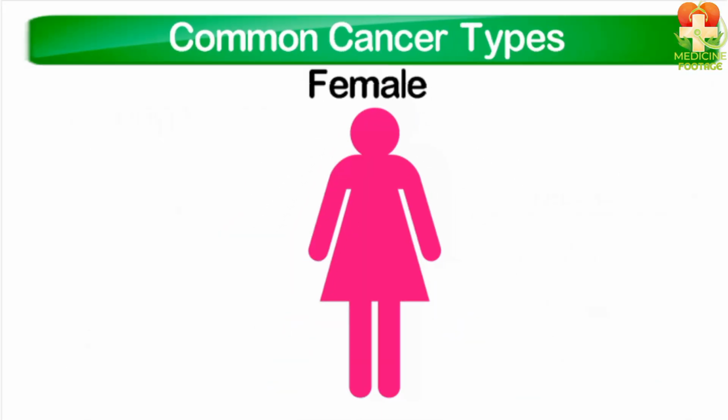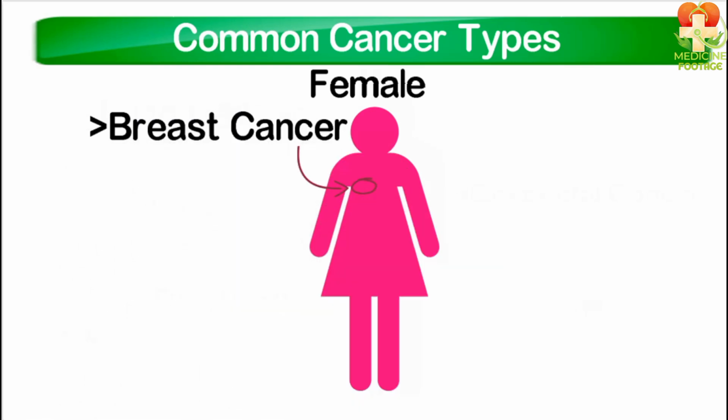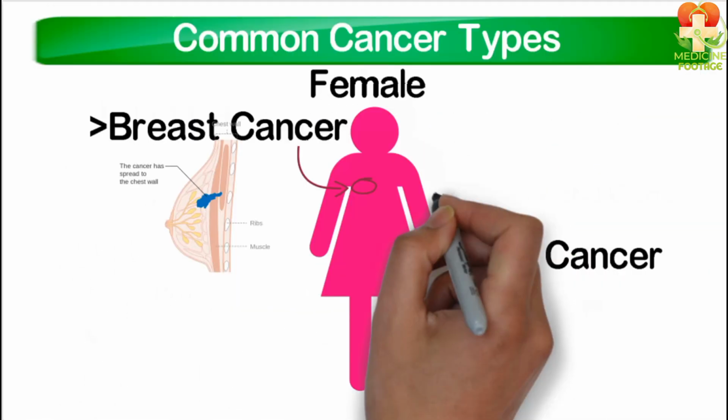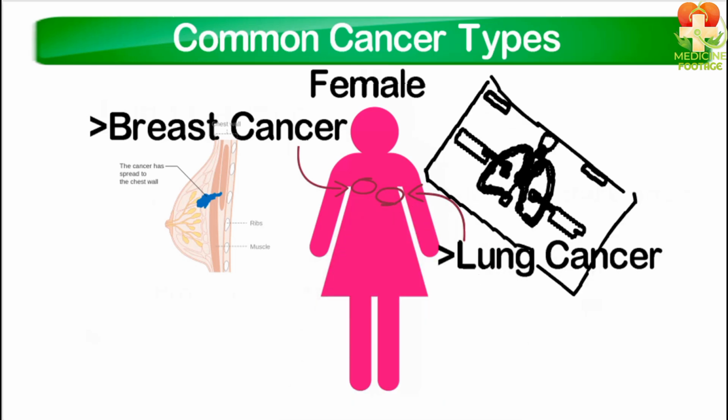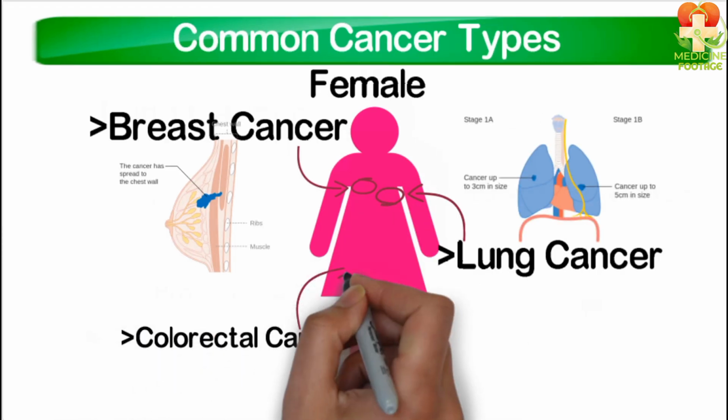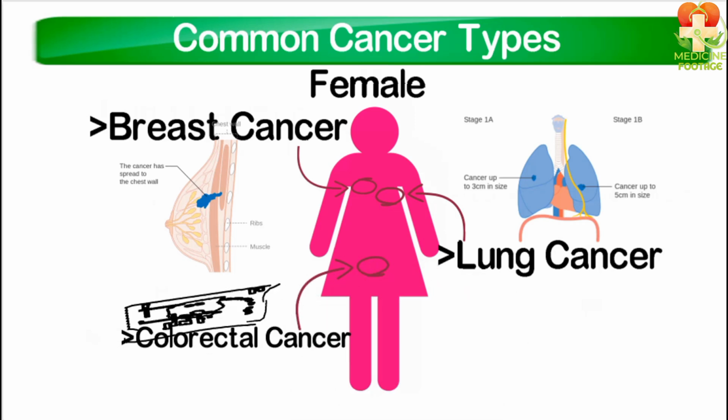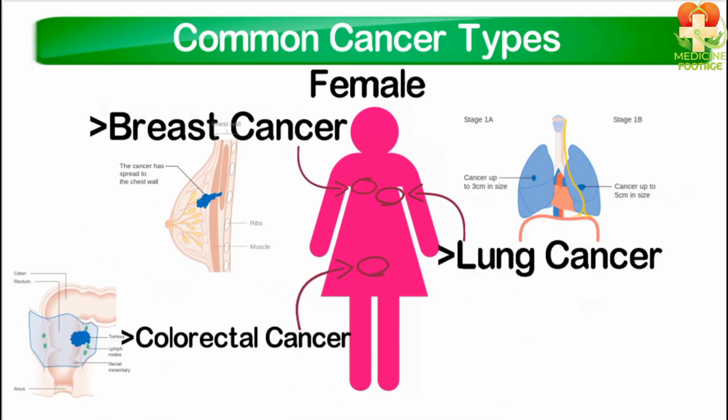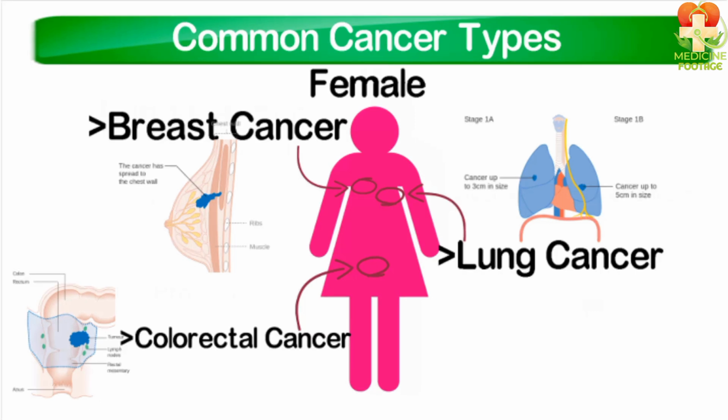Now, let's move to female cancer types. Which types of cancer are very common in females? In females, breast cancer is very common. Number 2, lung cancer is very common. Number 3, colorectal cancer. These three types of cancer are very common in females.